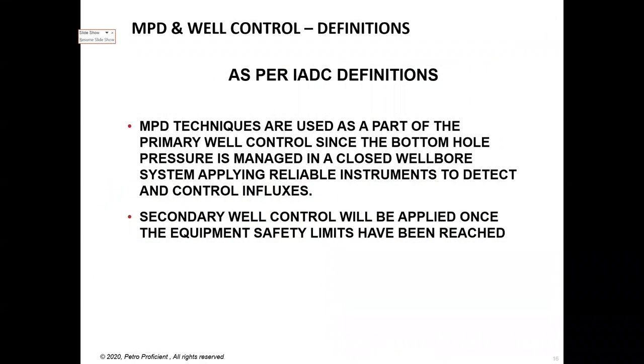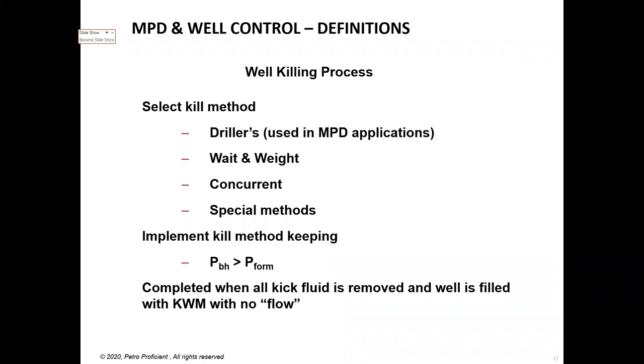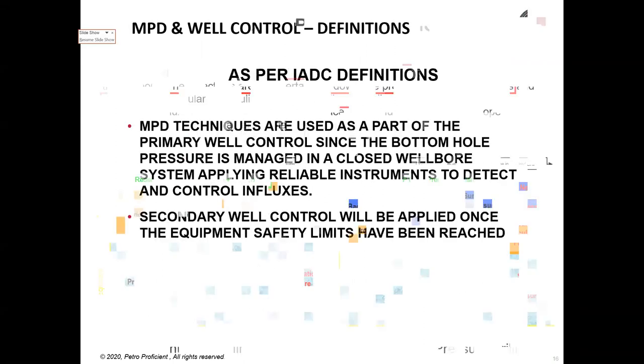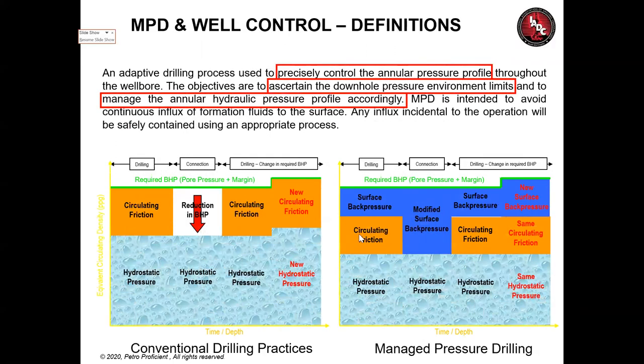This is the definition, and we just reviewed that. And some of the procedures in well control that we use are the same: driller's method, concurrent method, wait and weight method, special methods in tertiary, like using a snubbing unit and all that. The summarization of all this is that you have additional tools, you have additional possibilities using MPD for you to control the well in the event that there is a well control situation.